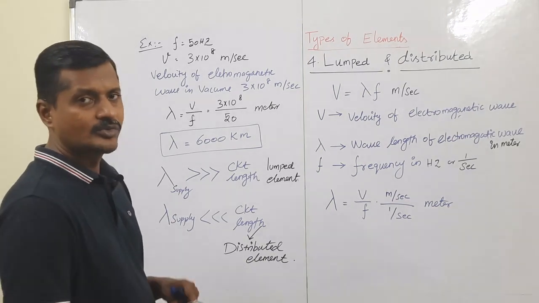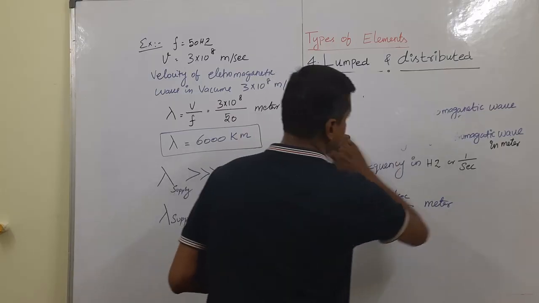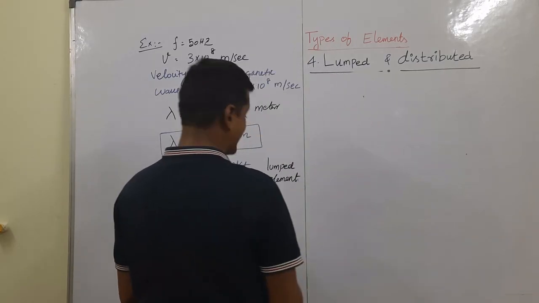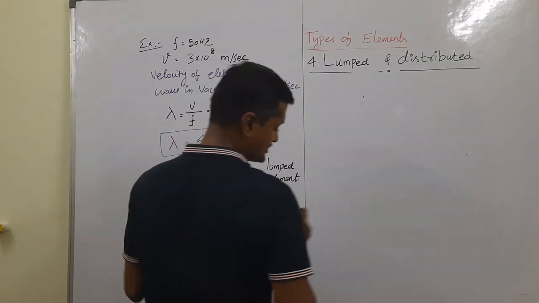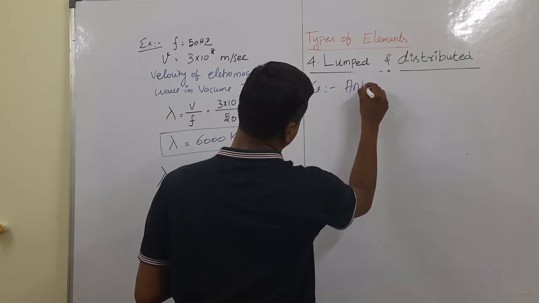So we are taking one more example related to electronics. We are taking one more example for electronics, example for antenna.